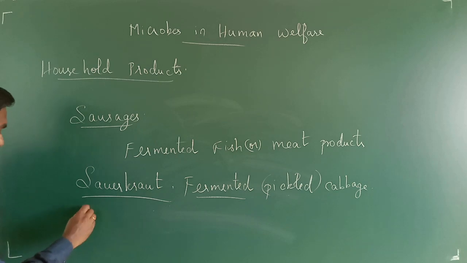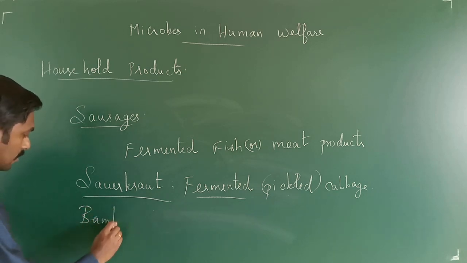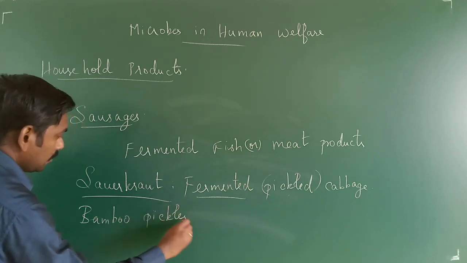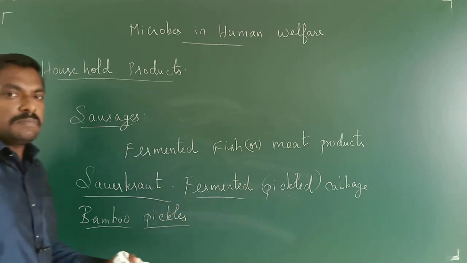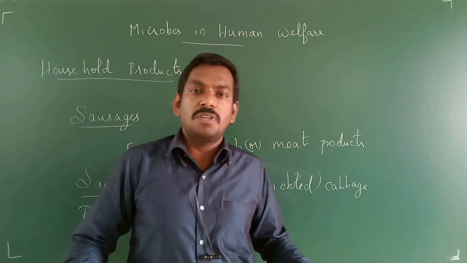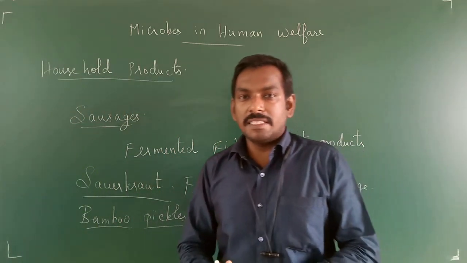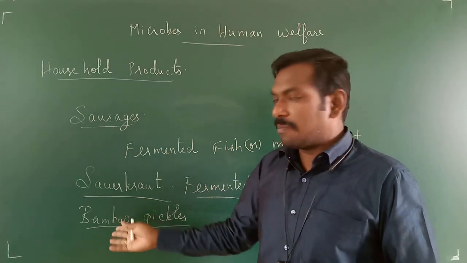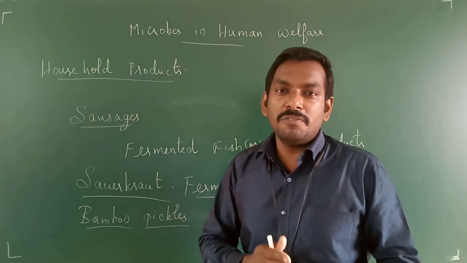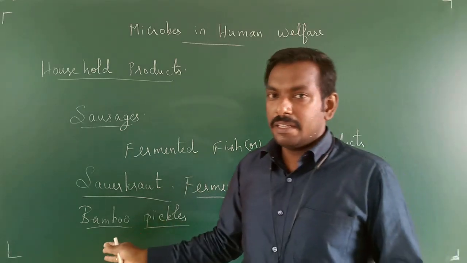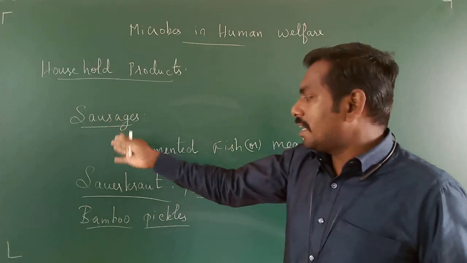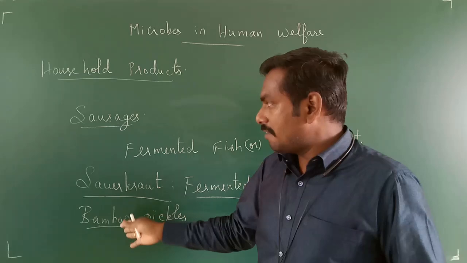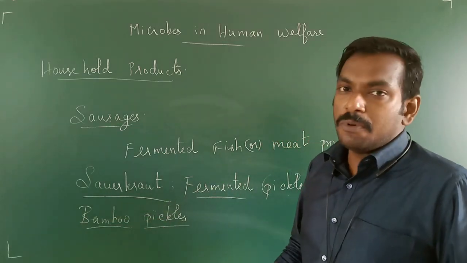Then you have the bamboo pickles. For these bamboo pickles, they take the tender shoot of the bamboo and smash it nicely. Either they squeeze out the sap from the bamboo shoot, or they chop it into fine pieces and make it into a pickle. Usually they add this bamboo pickle with the sausages or with the sauerkraut. Traditionally they have these bamboo pickles.